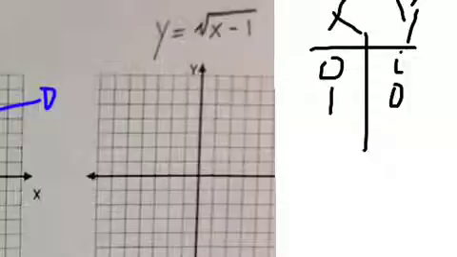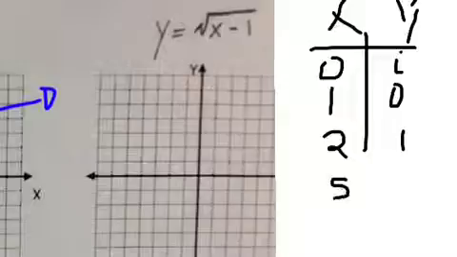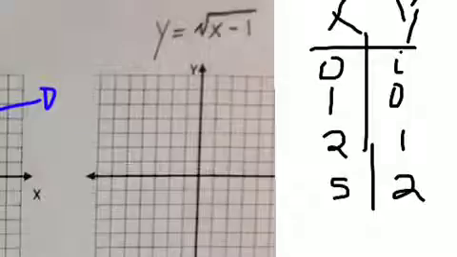X is going to have to be 1 in order for us to have our starting point with y being 0. So now we have to think about, I can do the radical of 1. In order to have the radical of 1, x is going to have to be 2. And then it's going to be 5, 2, right? Because 5 minus 1 is 4, square root of 4 is 2. So now we've shifted our graph. It's going to be the exact same shape. It's going to be 1, 0. Right there, it's going to be 2, 1, 5, 2.